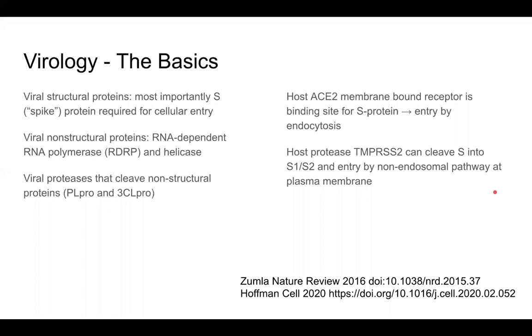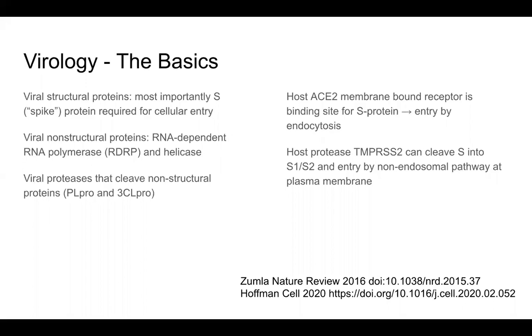In terms of the virus, there are structural proteins and non-structural proteins. The most important structural protein for our purposes is the S or spike protein. That's required for viral entry into the cell, I should say. The major non-structural proteins are an RNA-dependent RNA polymerase and a helicase. And then there are two important viral proteases that cleave the non-structural protein. So there's a papain-like protease or PL protease, and there's a 3CL protease.